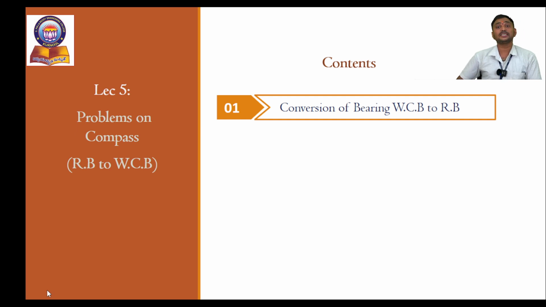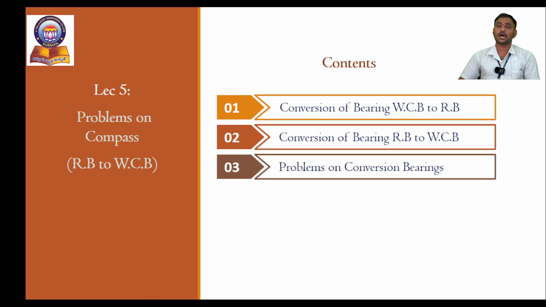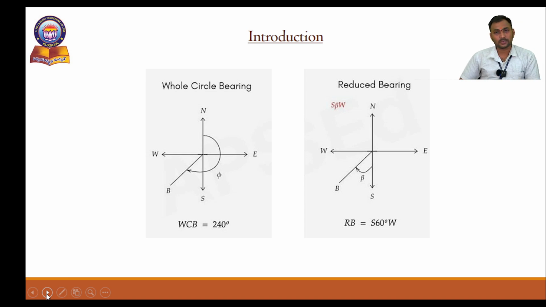In our lecture 5 contents, problems on compass surveying, we will discuss some of the topics presented in the contents. The first one is conversion of bearing systems from whole circle bearing to reduced bearing. Second is the conversion from reduced bearing to whole circle bearing. And last, we will discuss problems on both methods.